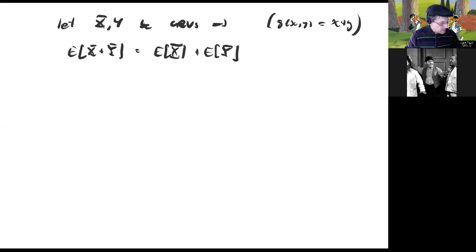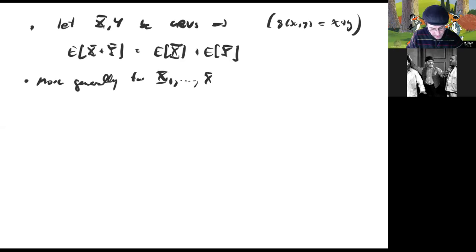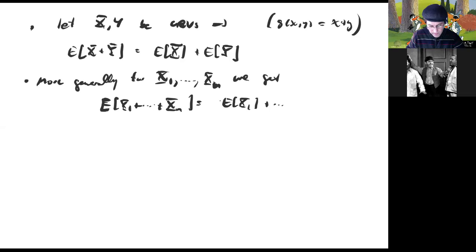So more generally, for a bunch of continuous random variables x1 through xn, we get that the expected value of the sum of all the random variables is the sum of the expected values. So it's E of x1 plus E of x2 all the way to E of xn. Okay, so I might as well just prove this for you directly. Let me prove the first statement directly.